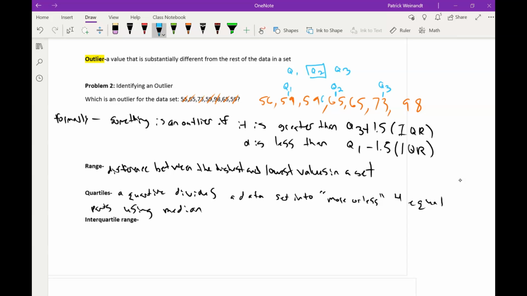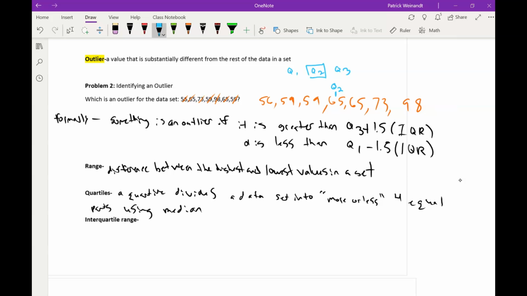Okay, now if I had an even set, like let's say I had 56, 59, 59, and I don't know, maybe a 60 in there. Then my quartile 1 would still be 59. That wasn't a great example. Let's go over to this side. 65, 73, 98. Let's say this was 100. Then my quartile 3 would be the average of 73 and 98, which is, let me get my calculator out, 85.5. So if that was the case, our quartile 3 would be 85.5.